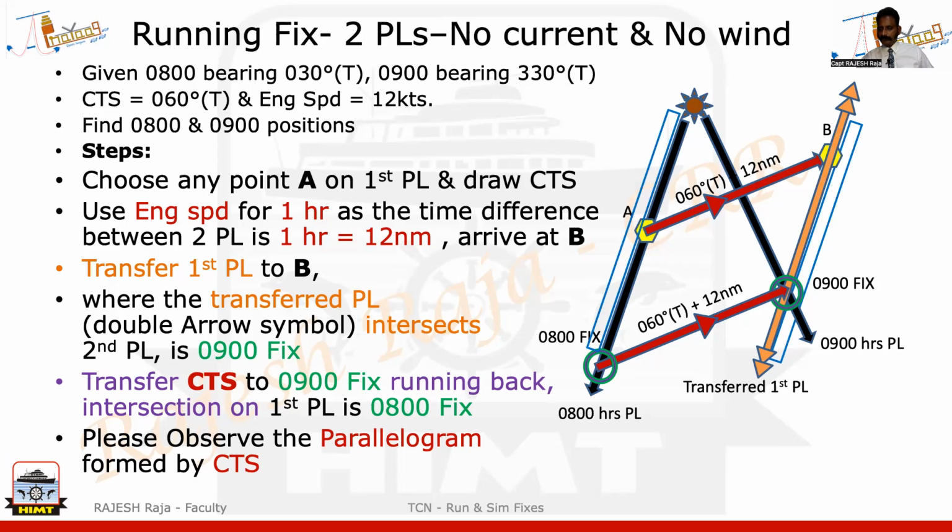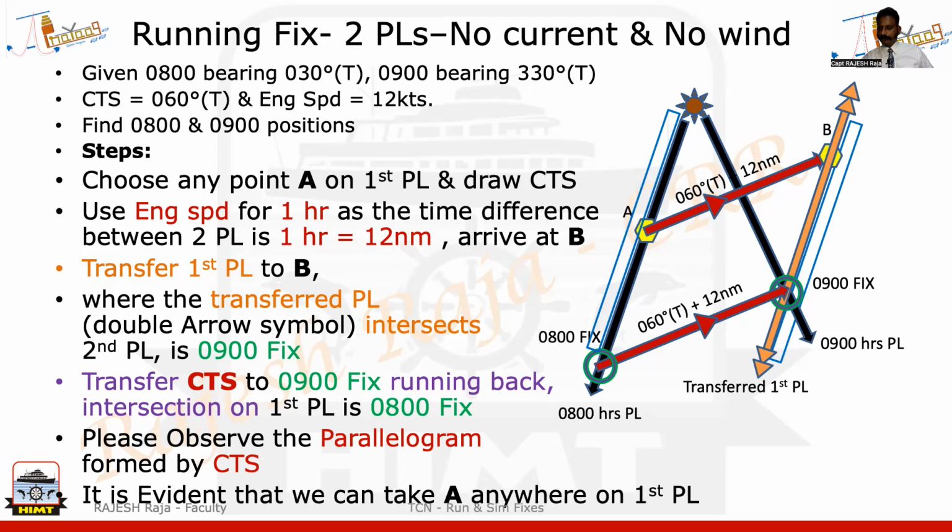This gives you a small clue, which is very evident: I could have started Alpha anywhere on my first PL. I will still get the same answer. I'm just showing you one small intermediate position. I could have started Alpha even from here, and I would have got the same answer. So please don't bother. You can choose Alpha anywhere on the first PL.